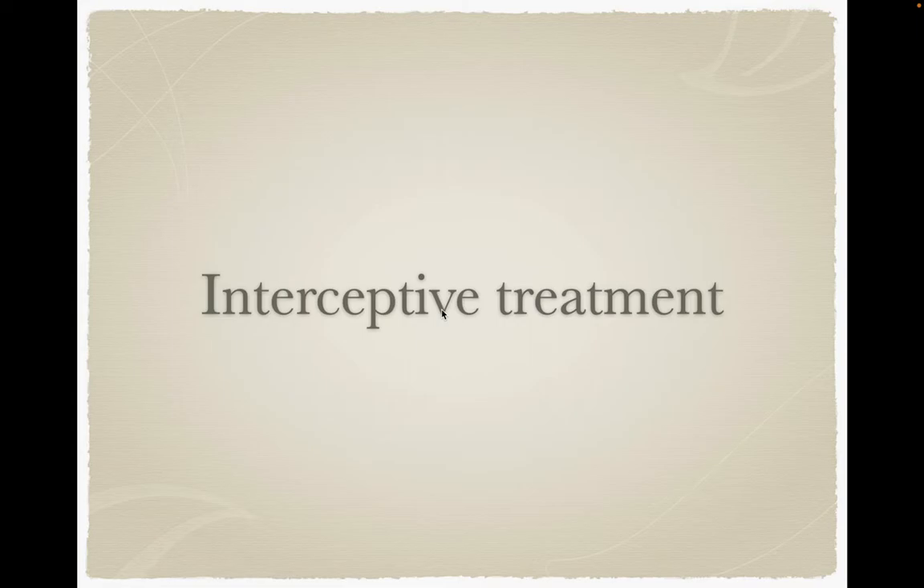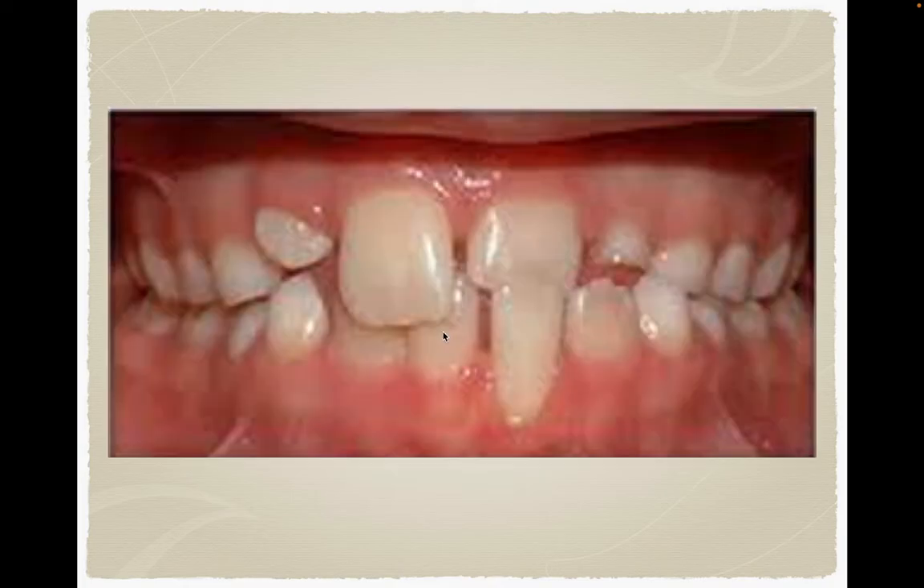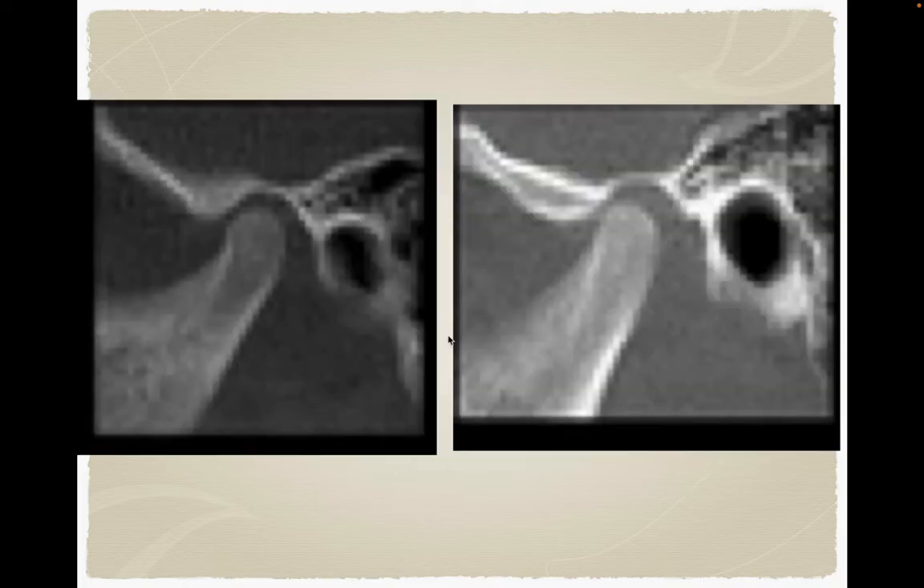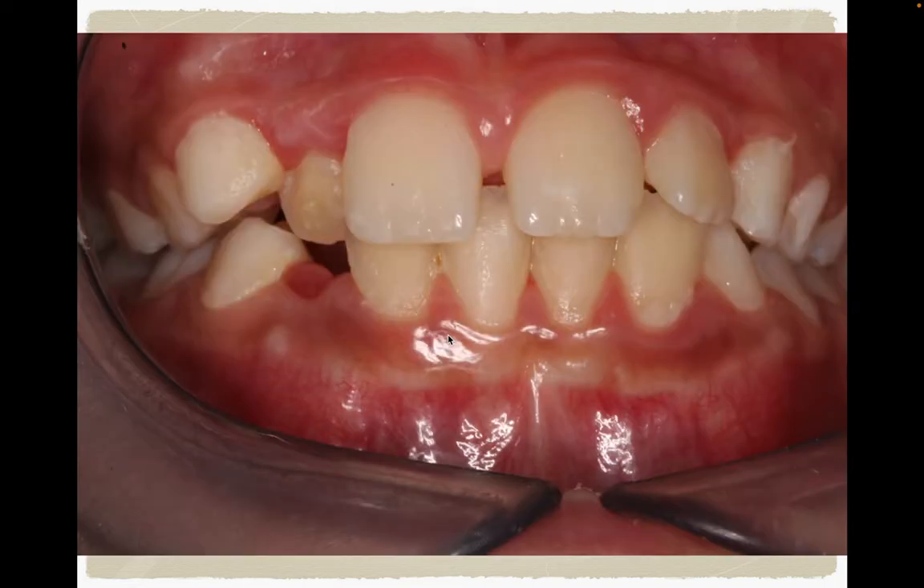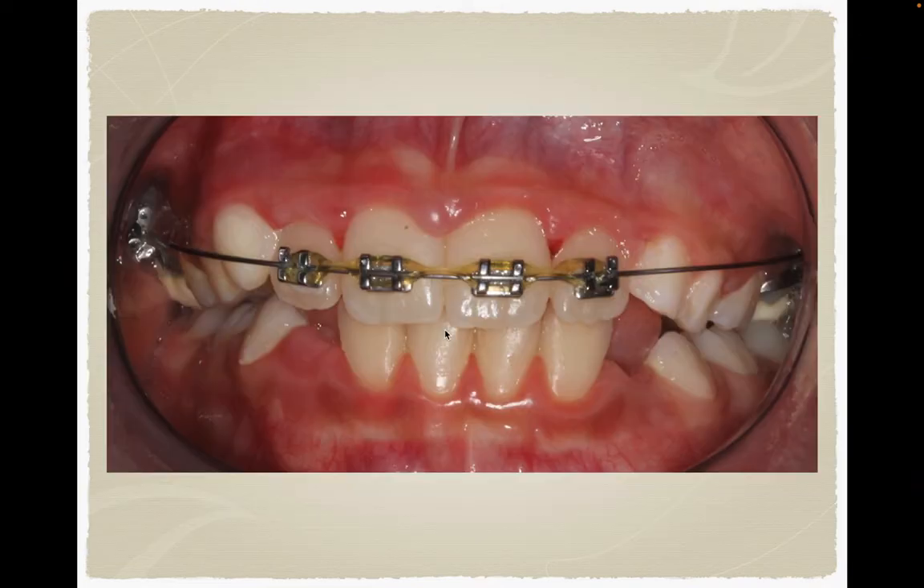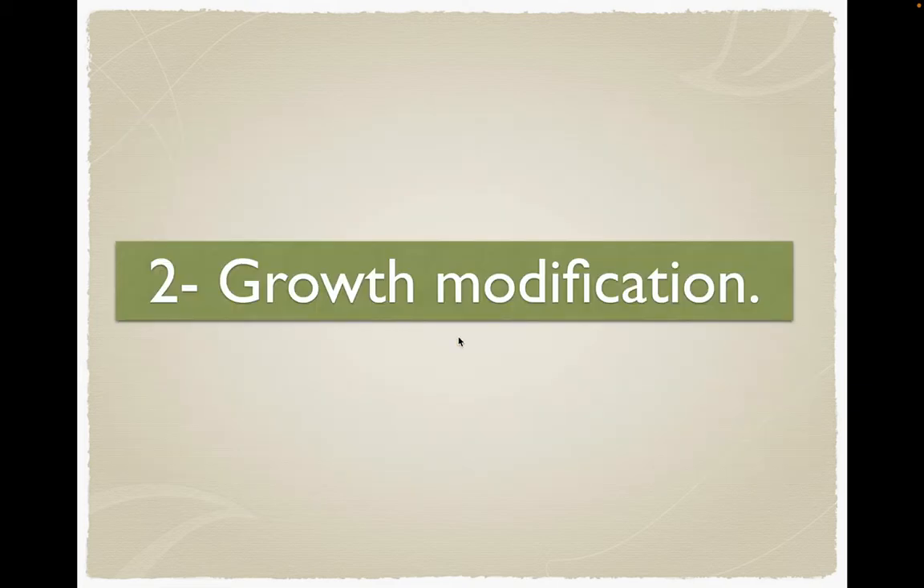As we are talking about accept, before we go to the second option, growth modification, just remember that we do interceptive treatment for a patient with anterior crossbite with displacement to avoid, as we mentioned before, any damage to the TMJ. This can be done using either a removable appliance or a fixed appliance. We call it 2x4, where we move the teeth and correct the crossbite. So the second option of the treatment is growth modification.